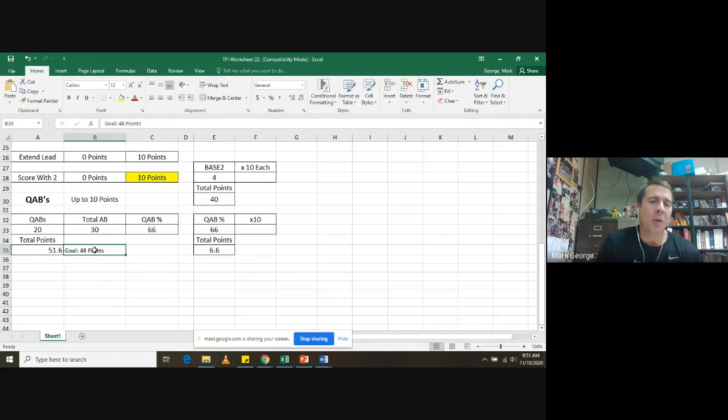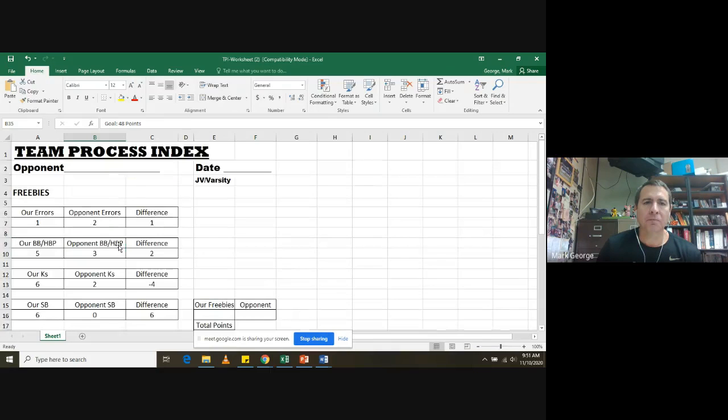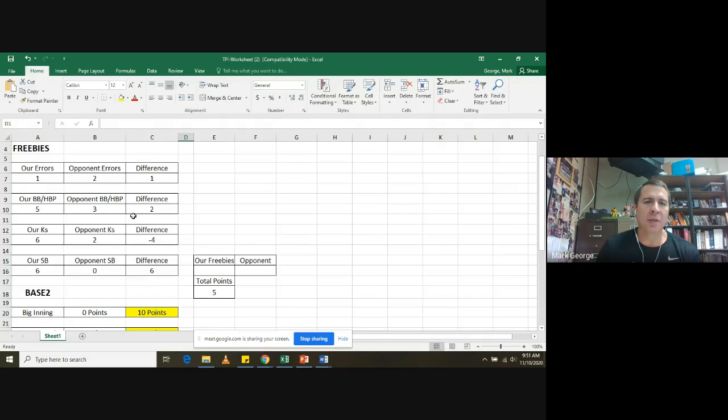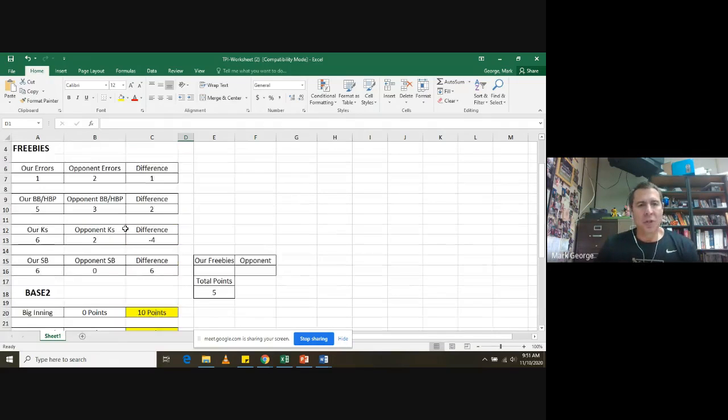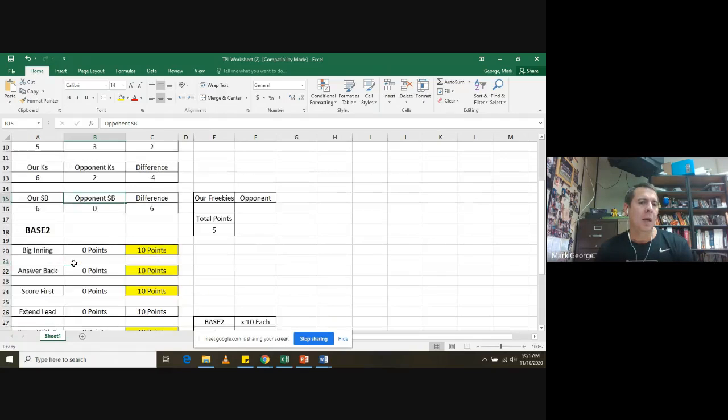And what I love about this chart is that it allows us to evaluate our performance using statistical data, so that when I go and talk to my players, I can talk to them about, well, this is where we went wrong. Like, we didn't win the freebie war. We didn't win the freebie war because we had more errors than our opponent, or we walked more people than our opponent, or we struck out more than our opponent, or we didn't steal enough bases.